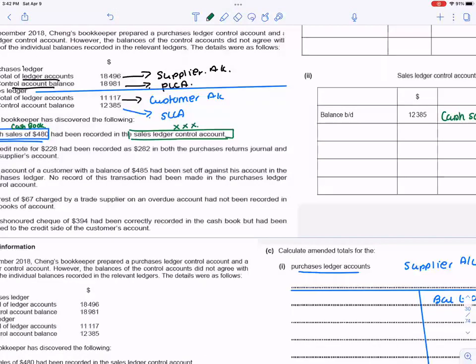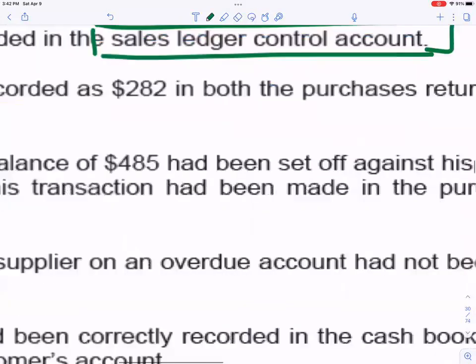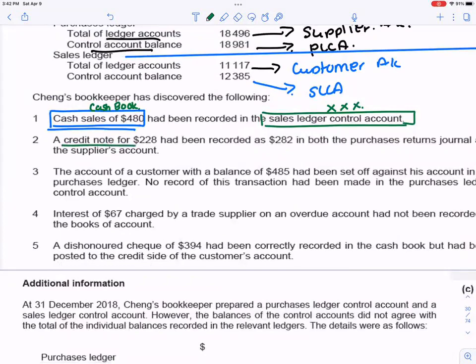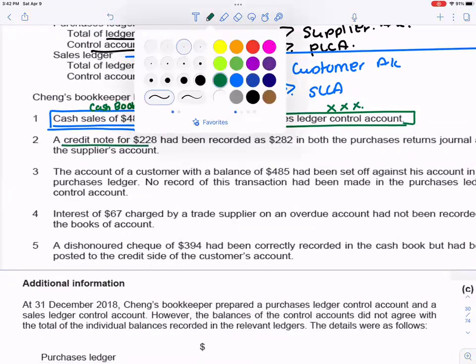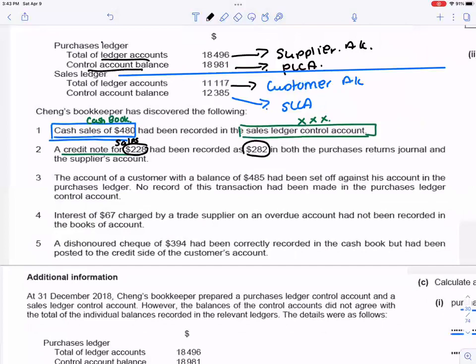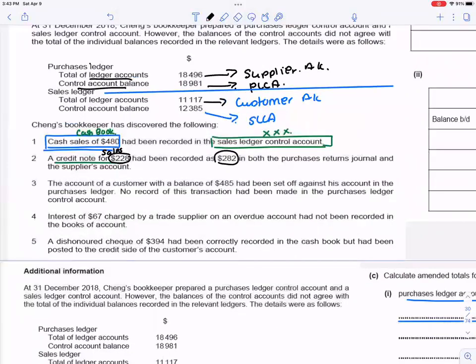Next entry, credit note. What is credit note given for? I guess sales return. Sales return was for how much? 228. What did you record it as? 282. There's an overcast. Now we'll have to undo it.